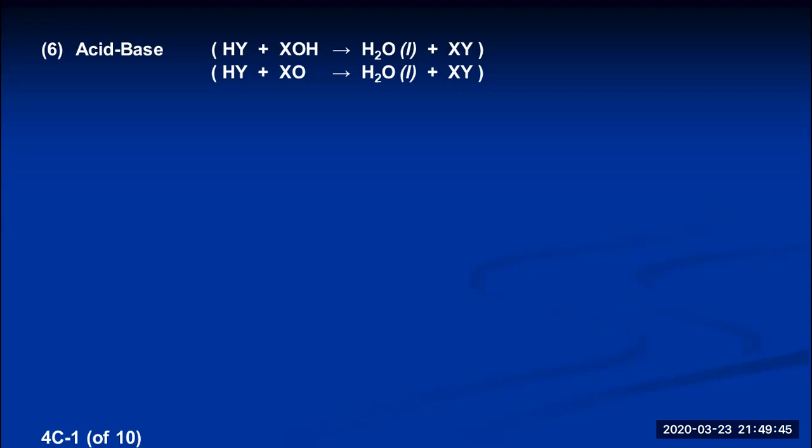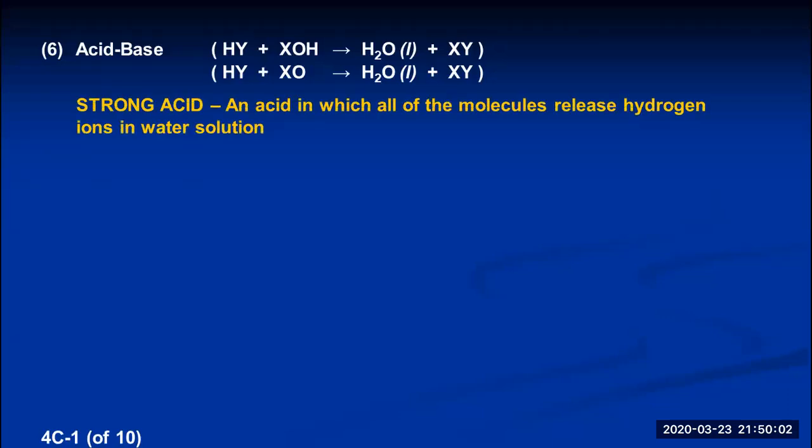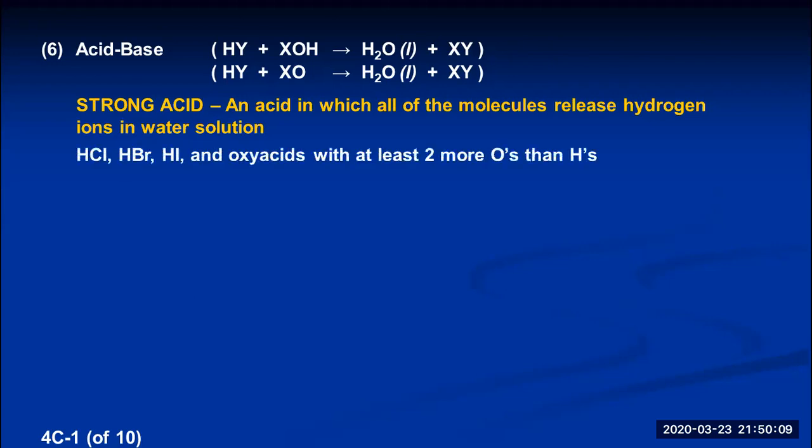So acid-base reactions produce the stable molecule water, whereas reaction type number 5, precipitation reactions, when you switch the partners, you produce an insoluble ionic compound called a precipitate. So these reactions involve acids, and acids fit into 2 categories. There are strong acids, which are acids in which every single molecule releases a hydrogen ion into solution. And we've learned which acids are strong acids: HCl, HBr, HI. And then any oxyacid with at least 2 more oxygens than hydrogens in the formula would be considered strong.